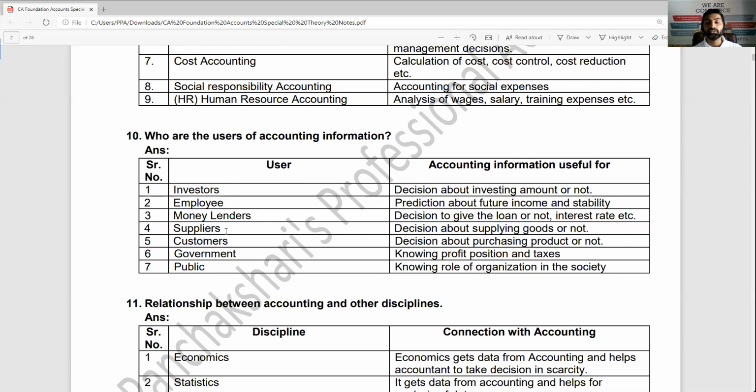Suppliers, they have supplied goods to you in the past, and also they are ready to supply the goods in future also. So whether they should supply or not. Customers, they will pay you the amount and they will purchase your products, but whether the company is going to exist in future or not, because if the company is not going to work in future, then what is the use of purchasing the product of that company?